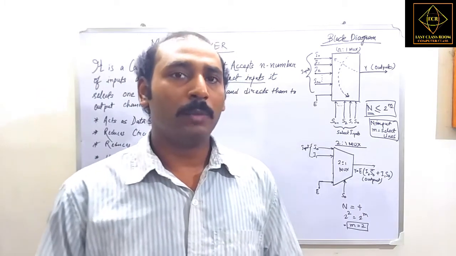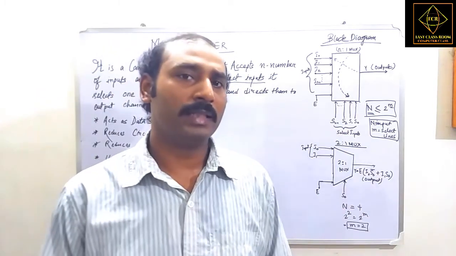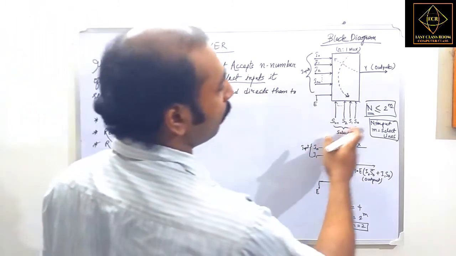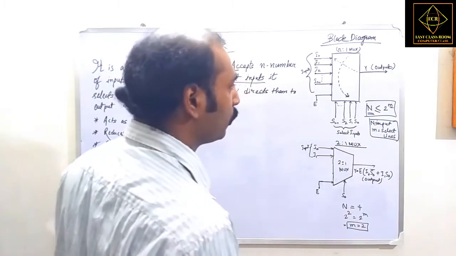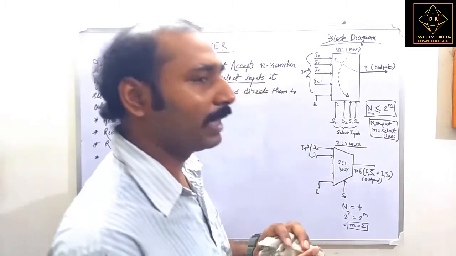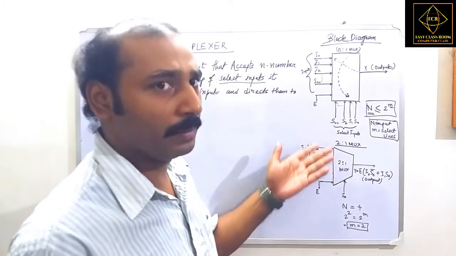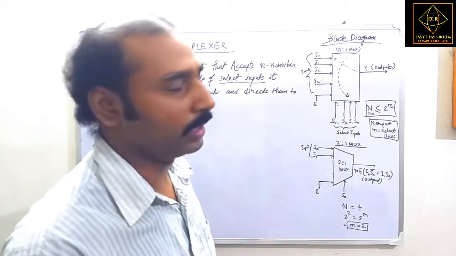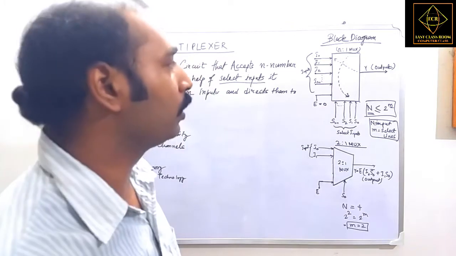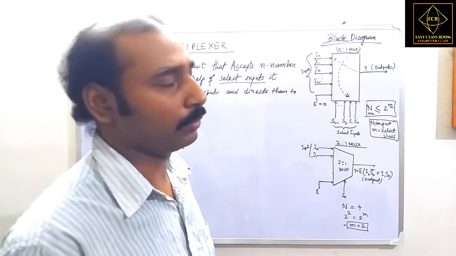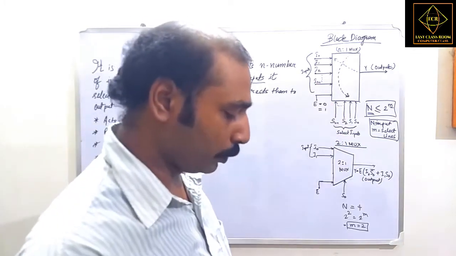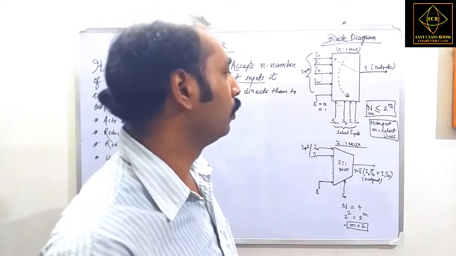If we consider the block diagram of this multiplexer circuit, we see there are n inputs, and then there are selection inputs, which are the special inputs, and we see there is E. So what is E? E is a signal which will enable our multiplexer circuit to work. If E is 0, the circuit will not produce any output and will be shut down. If E is 1, then the circuit will produce outputs according to the selection inputs.